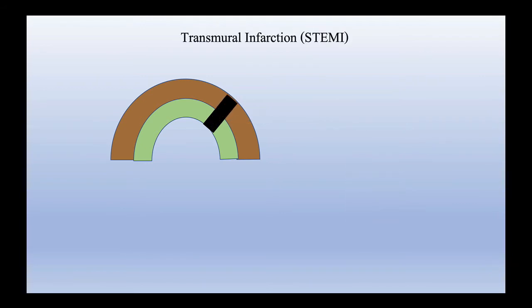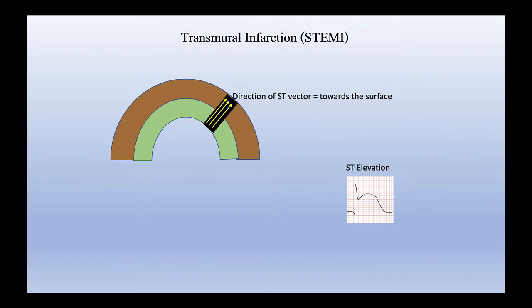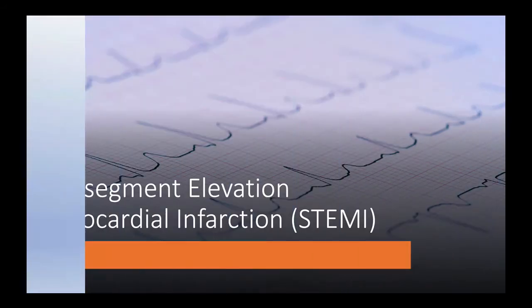Whereas on the other hand, when you look at a transmural infarction, both these layers are infarcted, the outer layer and the inner layer, and so the direction of the vector is going to be towards the surface. So when you see an ECG, what you get is ST elevation because of the change in direction of the vector, and we use this to differentiate a transmural severe form of vessel blockage from a non-ST elevation MI.